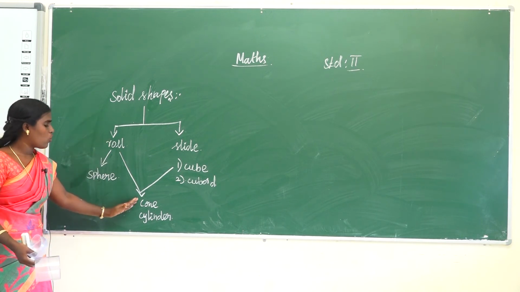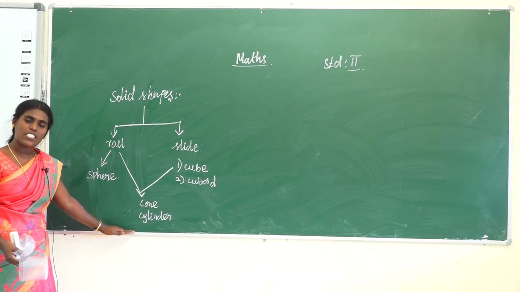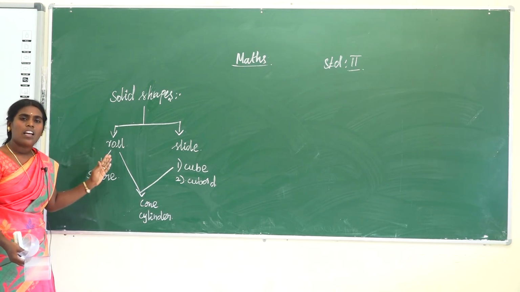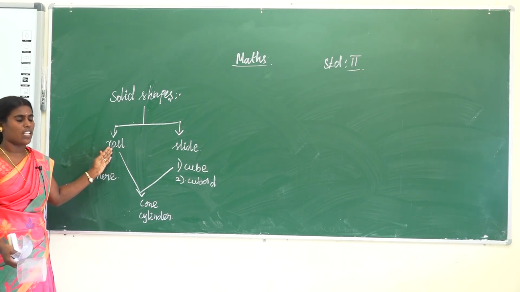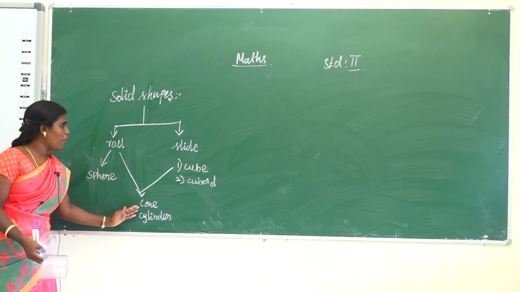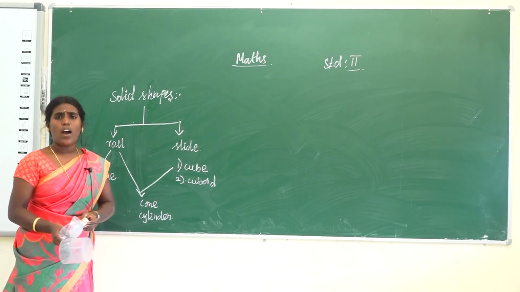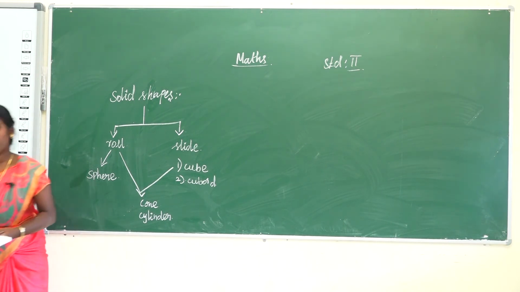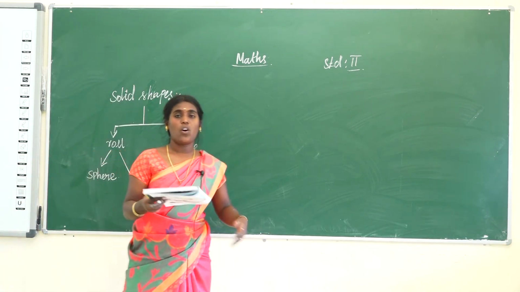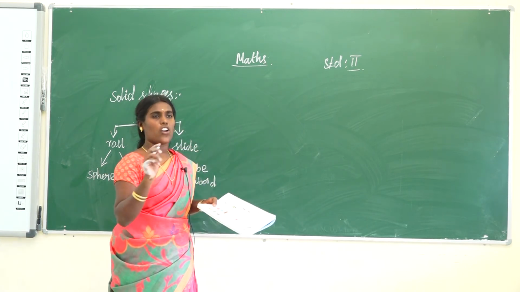Then next, cone and cylinder have a flat surface, and then what? A curved surface is also there. So they do both, rolling and sliding. Okay. Then now I give the exam. I give some object names, and you write whether it slides or not.